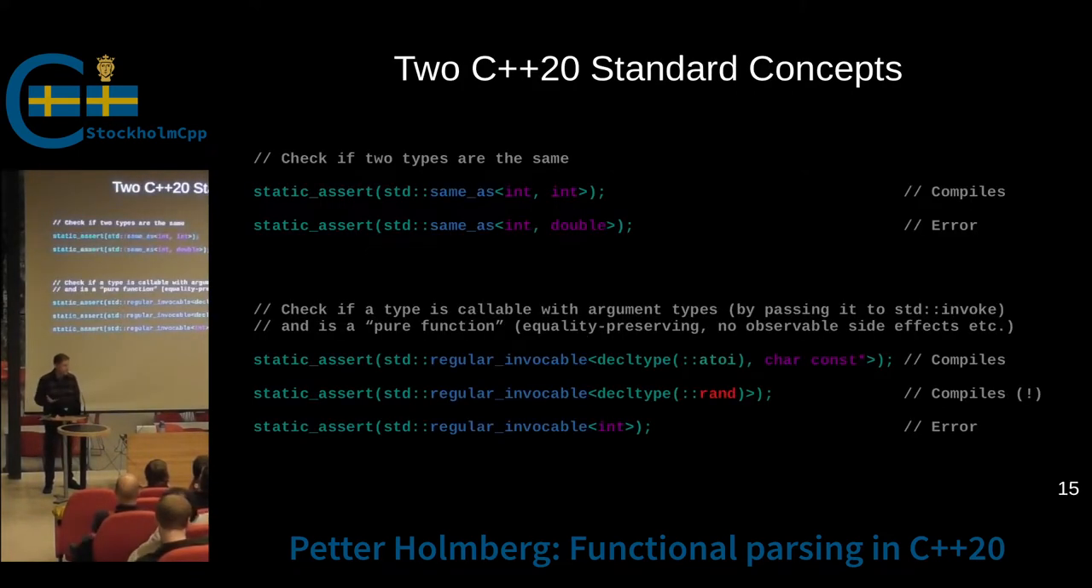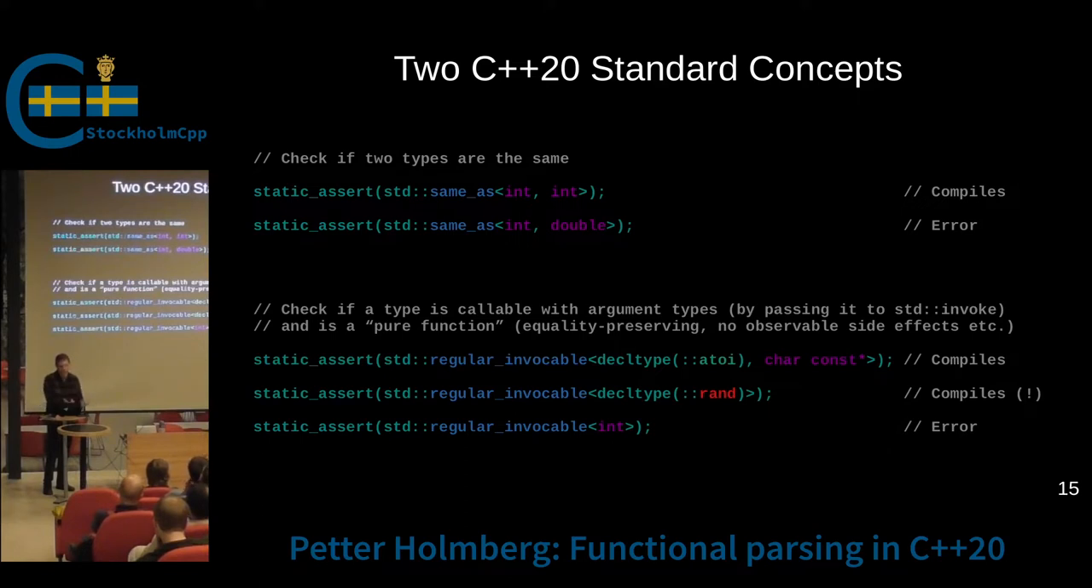I'm going to use a few of the standard library concepts. All in all, I'm just going to use 5, and I'm only going to talk about 2 here. The first concept is called std::same_as. This is the first concept in the standard, very simple. You can probably guess just from the name what it does. It checks if two types are exactly the same.